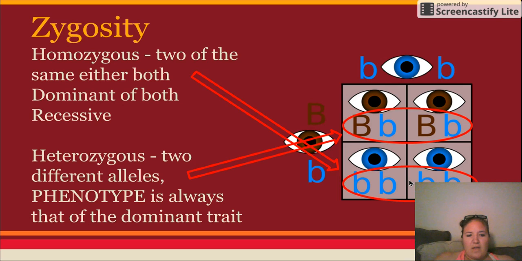So heterozygous is two different alleles, and the phenotype is always going to be that of the dominant trait. So you see this arrow going here, and it has two different alleles coding for eye color, because you always carry two alleles that code for the same trait.